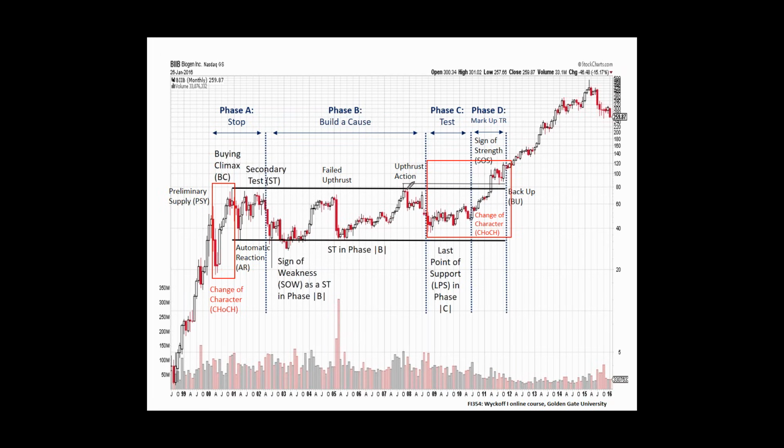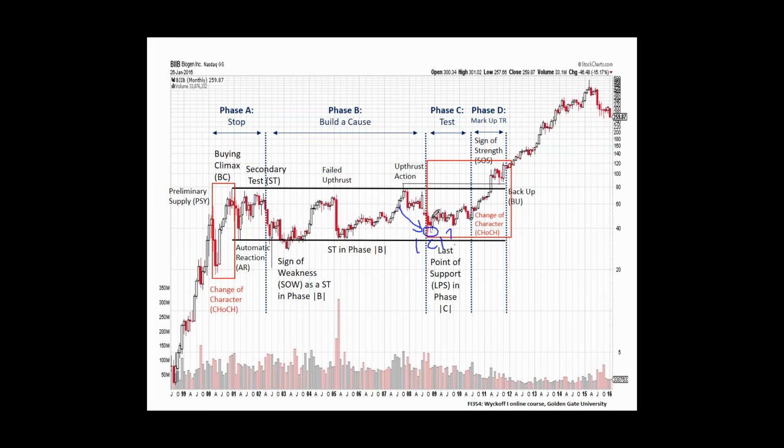Well, one of the things here, as we're looking into this reaction, is we might be thinking, is this a potential phase C for us? And why is phase C so important? Well, because this is where the trend starts. The lowest point in phase C is going to be the lowest point of the trend. So we want to catch that as it shows the final absorption of the supply.